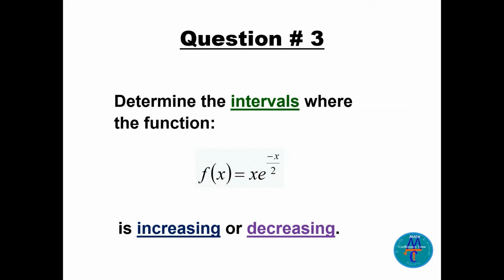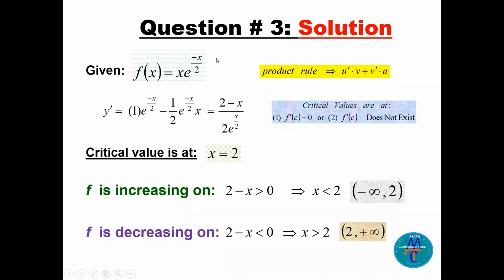Another function here. Determine the intervals where the function f of x equals x times e to the power minus x over 2 is increasing or decreasing. Now let's start finding directly the derivative of this function. Since we see x times e to the power minus x over 2, it will be the product rule: u prime v plus v prime u.